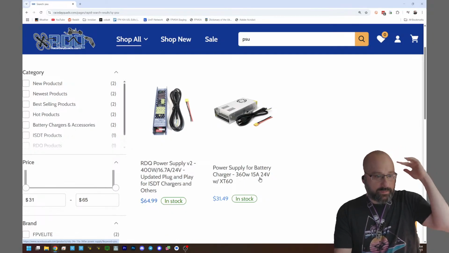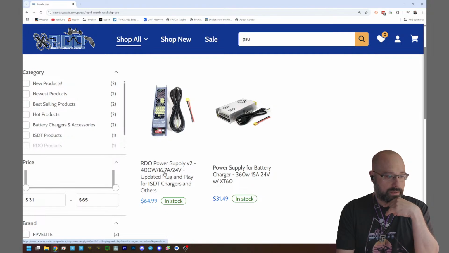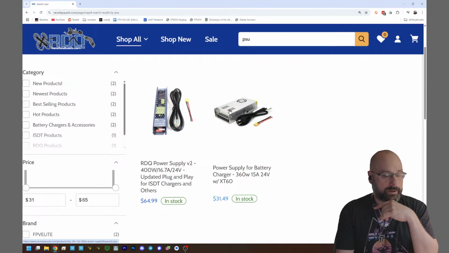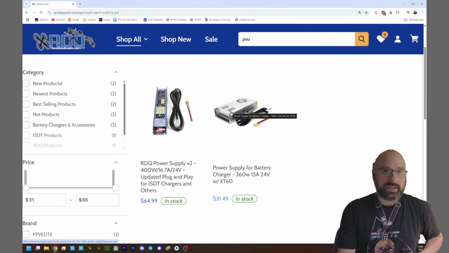Here is a 360 watt, 15 amp, 24 volt for $30, or a 400 watt, 24 volt for $65. Seems like this 360 watt is the way to go, and that's going to be plenty for a lot of things you would need to do.